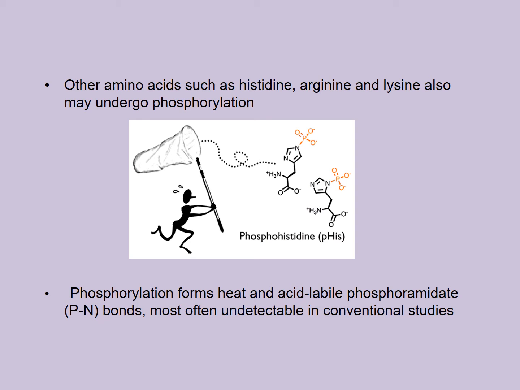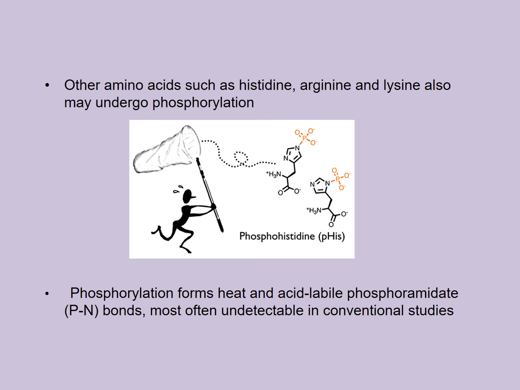Apart from serine, threonine, and tyrosine, there are other amino acids that can be phosphorylated, for example histidine, arginine, and lysine. However, the problem is that phosphorylation of these amino acids forms both heat- and acid-labile phosphoramidate bonds, and because they're so labile, they quickly disintegrate and are very hard to detect in conventional studies. So, as represented here, it's really hard to see where histidine is being phosphorylated in the protein because of the instability of this modification.